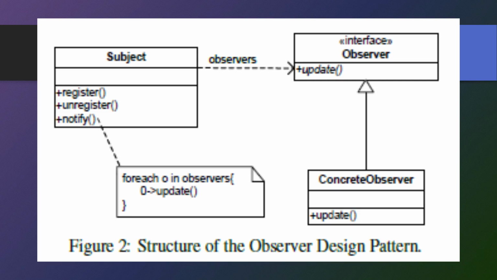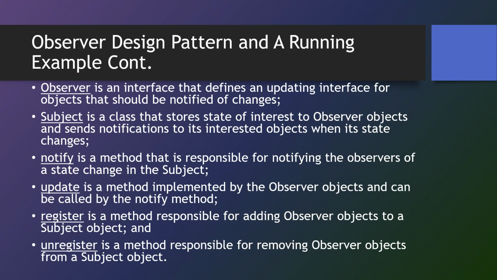This is the structure of the observer design pattern. So we have the subject, the observer interface, and the observer. The observer is an interface that defines an updating interface for objects that should be notified of changes. Subject is a class that stores state of interest to observer objects and sends notifications to each interested object when its state changes.